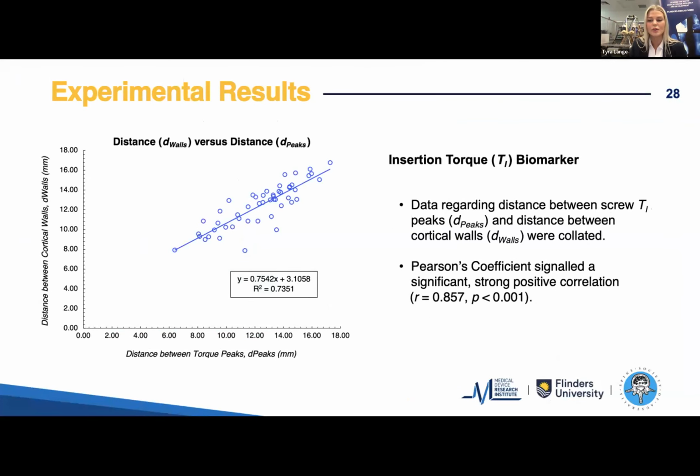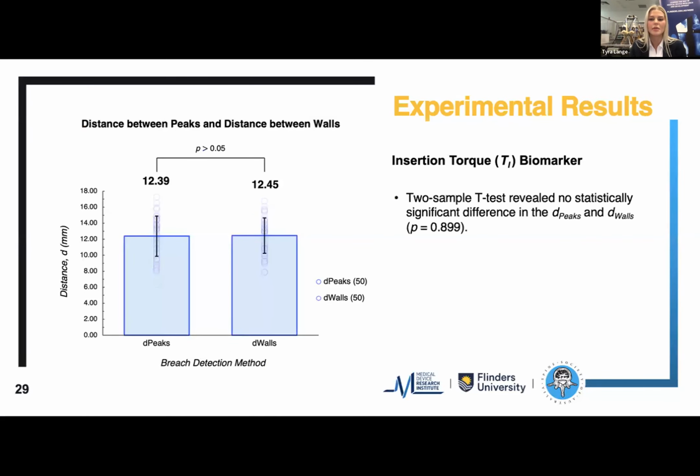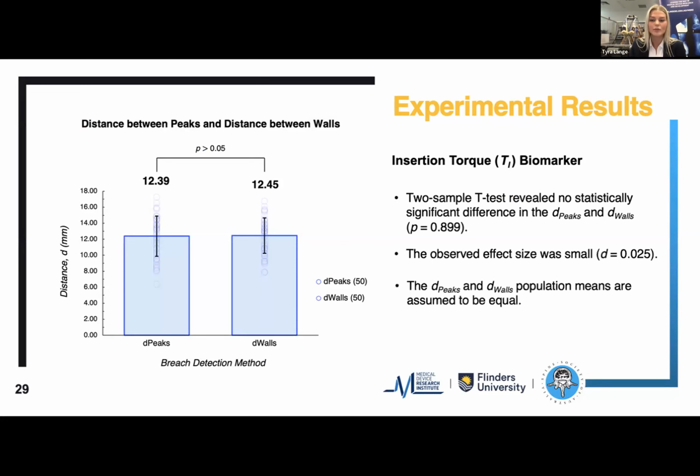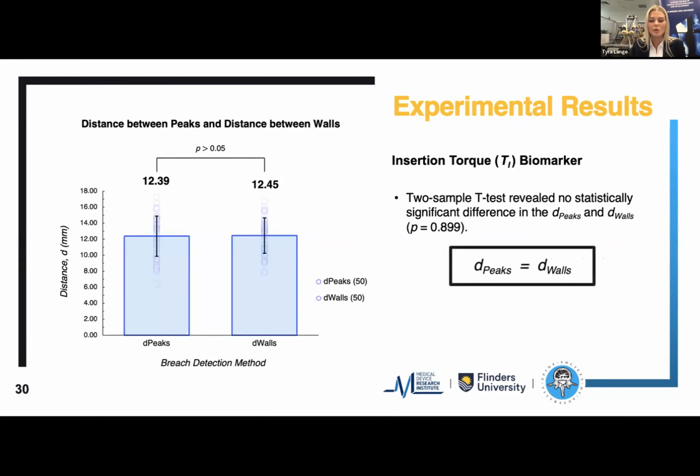Data regarding the distance between the screw insertion torque peaks and the distance between the cortical walls was then collated, and Pearson's coefficient signaled a significant strong positive correlation again. When we looked at the means, a two-sample t-test revealed that there was no statistically significant difference in the distance between the torque peaks and the distance between the cortical walls. The observed effect size was again small, and the population means are assumed to be equal. So therefore, high amplitude insertion torque is directly correlated to cortical breach.